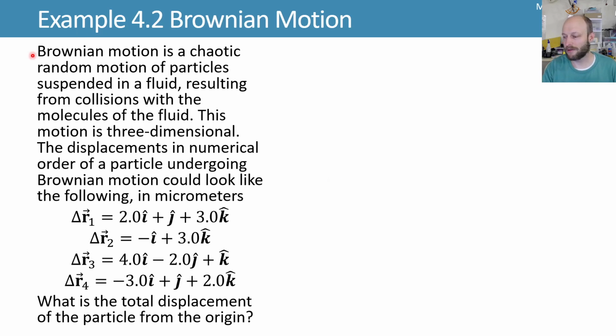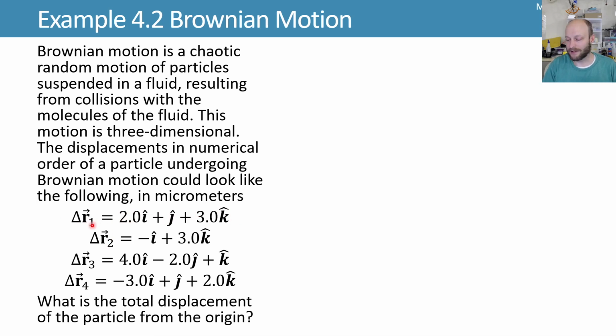Let's consider some Brownian motion, which is a chaotic random motion of particles suspended in a fluid. Three-dimensional motion. And here we have some random motions that we're saying could be a result of this Brownian motion. So we're going to have some displacement that has some i hat component, some j hat component, some k hat components. That's x, y, and z components to that.